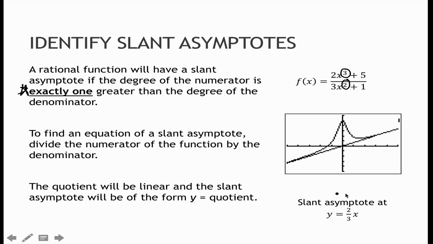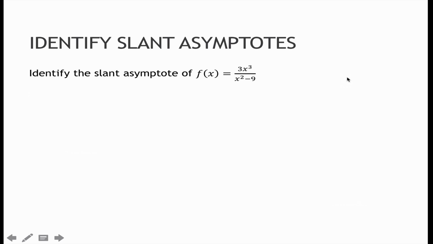In order to find this equation, and this equation ends up being y equals 2/3 x, we have to divide the numerator by the denominator, which means we have to do some long division. This is actually the hardest example, so I'm going to save it till the very end of this video. But let's take a look at some of the easier ones.